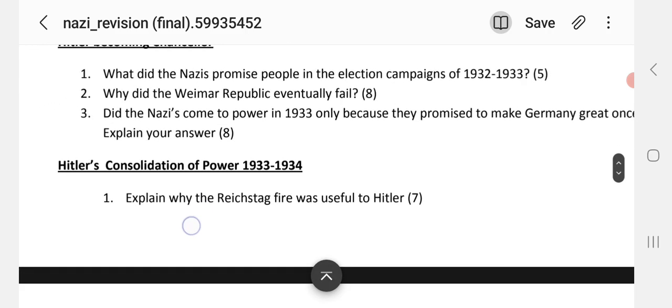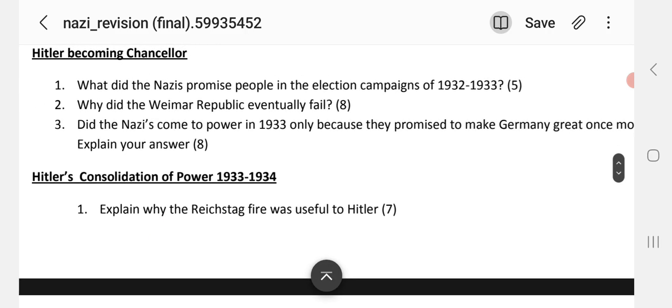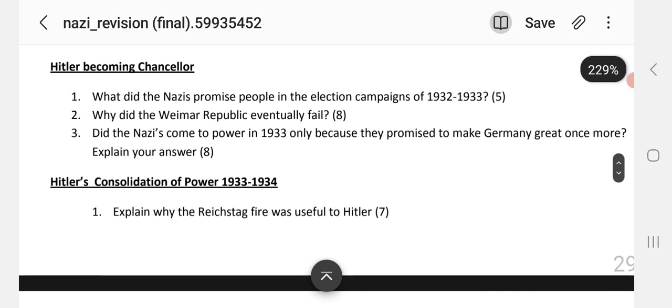And Hitler's consolidation of power, 1933 to 1934. Explain why the Reichstag fire was useful to Hitler. If you want to take screenshots of these, please do.